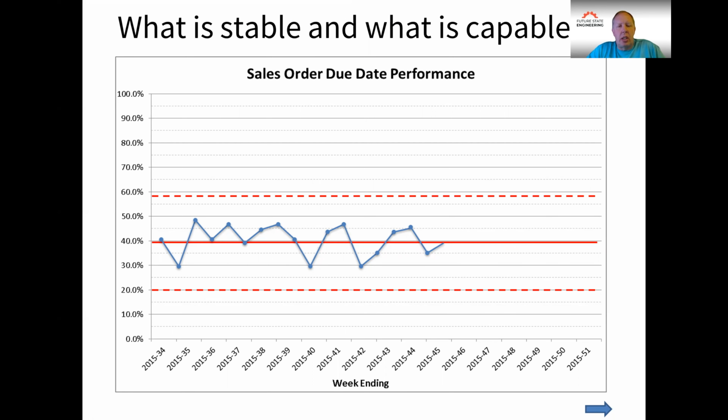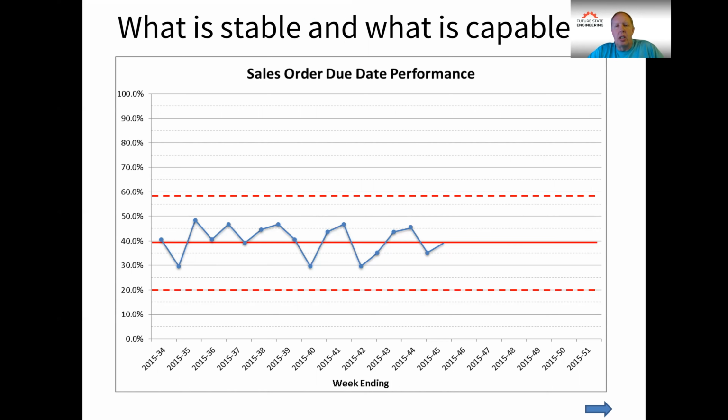So as long as nothing changes, then I can predict with high degree of accuracy how the system is going to perform going into the future. In this case, the company's performance is going to range somewhere between 20% and about 58% in the future if they don't change any way that they operate. So this system would be considered stable because I can predict with high degree of accuracy what the outcome is going to be. The problem is it's not capable because the customers aren't looking for this type of delivery performance. They're looking for a much higher delivery performance.